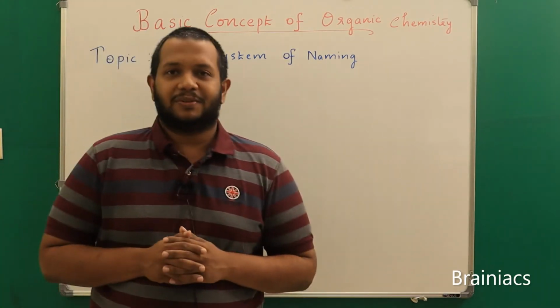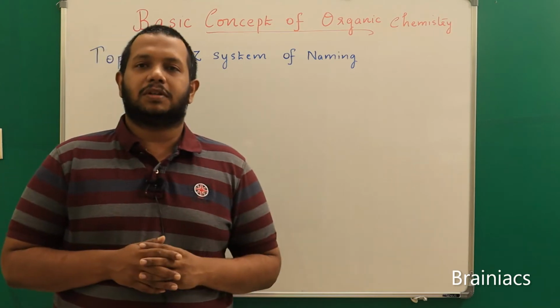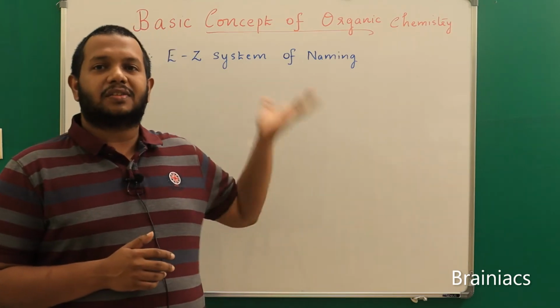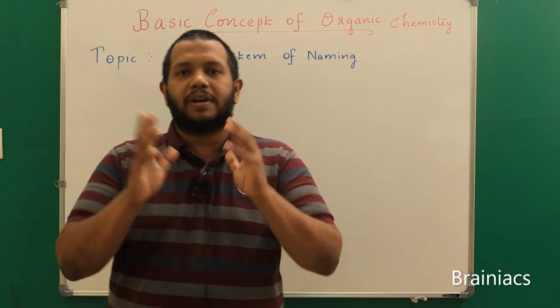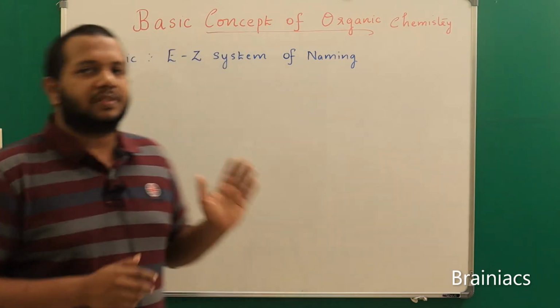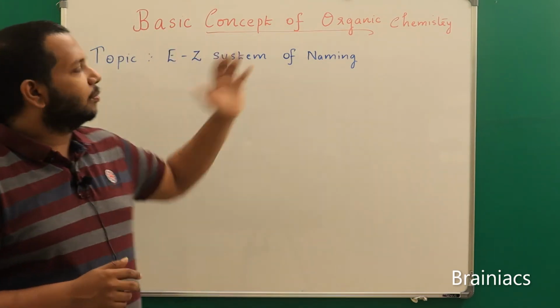Hi dear students. In the last class we were learning about what is called the cis-trans method of nomenclature of geometrical isomers, correct? So in this class we are learning about the EZ system of naming.